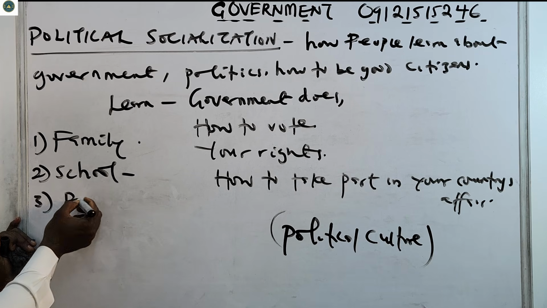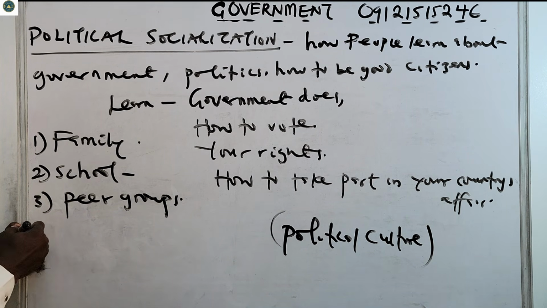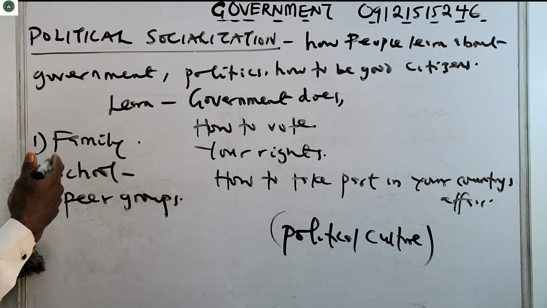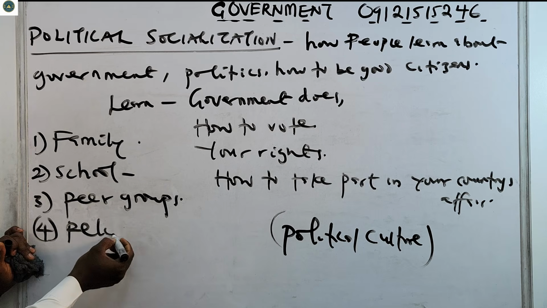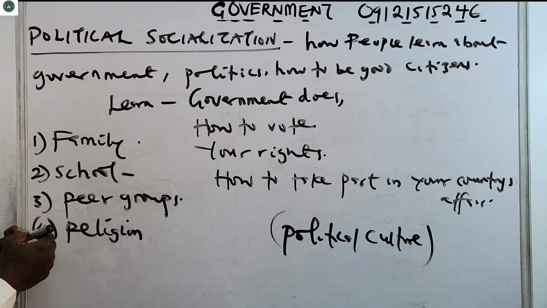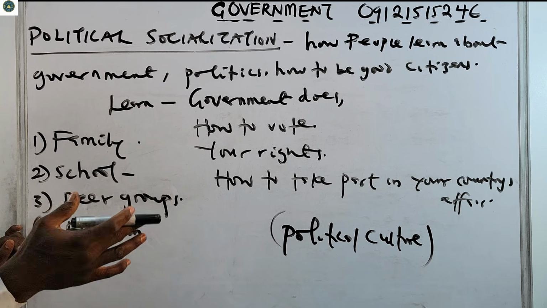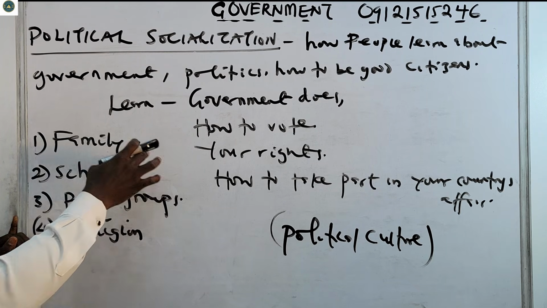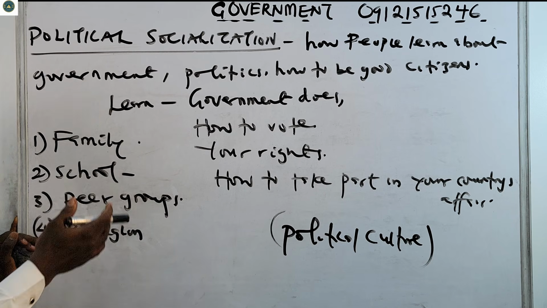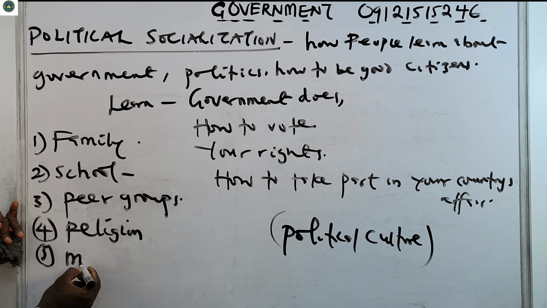Also from your friends. Number three, your peer groups. Friends can have influence on you. Sometimes you argue about politics, you talk about politics, so you can learn political socialization from there. Also, your religion will tell you not to go against government rules. If you do this and that, you face the consequences. Your church, your mosque, your imam will tell you all of this. Also, the mass media, number five.